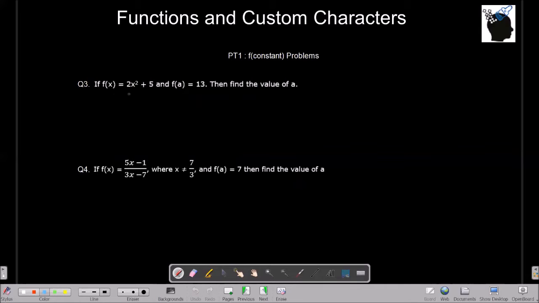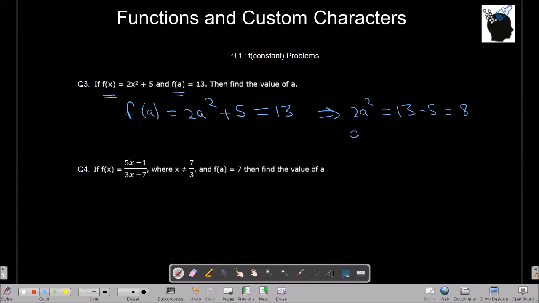So if f of x is equal to 2x square plus 5 and f of a is equal to 13, then find the value of a. Again, we'll see what is inside the bracket. Here we have x and they are asking us to replace that x with a. So f of a will become 2a square plus 5, and that is given to us as 13. Let's take 5 to right hand side. So we'll have 2a square is equal to 13 minus 5, which is 8, or a square is equal to 8 by 2, which is nothing but 4. That means a can be plus minus 2.